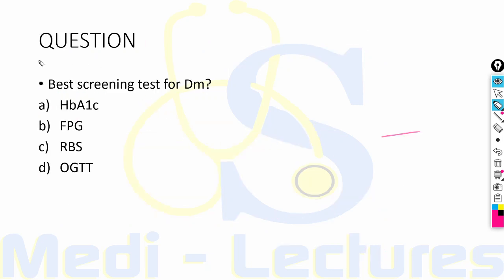Now coming on to the question of this episode, what is the best screening test for diabetes mellitus? HbA1c, fasting plasma glucose, random blood sugar, or OGTT? Comment fast in the comment box, guys.